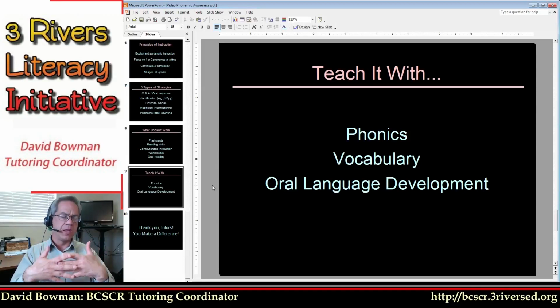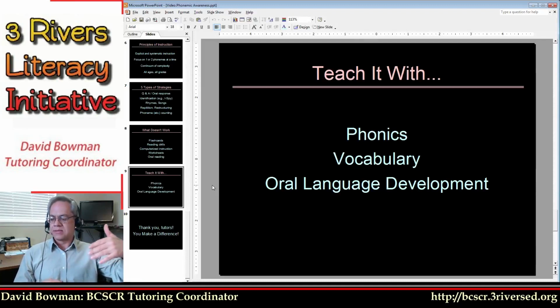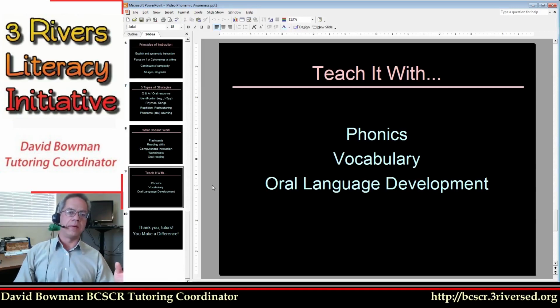We're also going to be talking about vocabulary development. If we're talking about sounds within words, well, we're talking about words. What do those words mean? And finally, oral language development, because we have to think about things like, how do you pronounce these types of words? What is the right way to pronounce them, or the correct way to pronounce them?